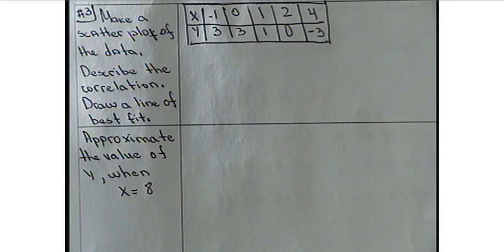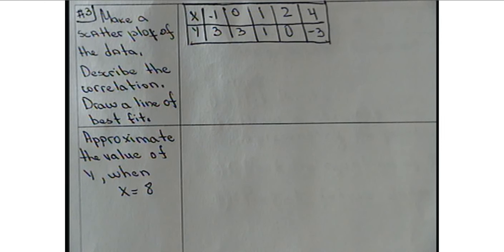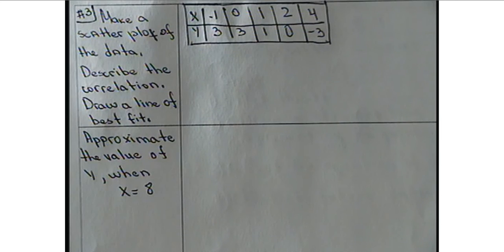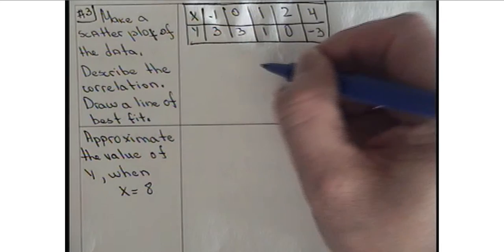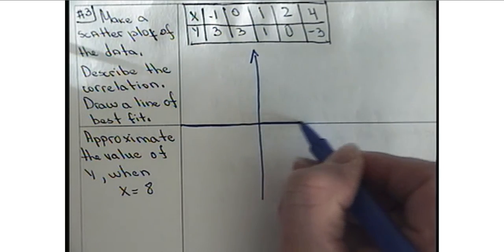So our job will be to make a scatter plot of the data, which means we're going to make our own graph, and we will plot the points. We'll describe the correlation. Then we're going to draw a line of best fit, and then we will predict the location of the next point on the data. If I know that x is equal to 8, then what will be the y coordinate of this point? All right, so let's go ahead step by step. First thing, we're going to draw and make a nice coordinate plane.